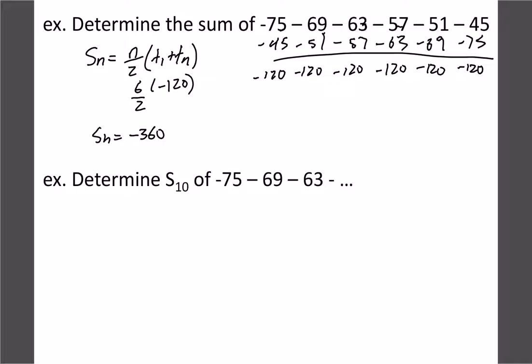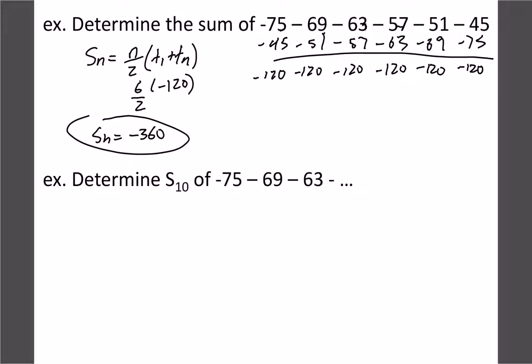If we actually were to list all of these numbers and add them up, we could try it to see if it actually works. So if we go negative 75 and negative 69 and negative 63, if we add all these up, we do get negative 360. Negative 360 is the correct answer. So it's kind of a trick formula, but it's pretty easy to work with.